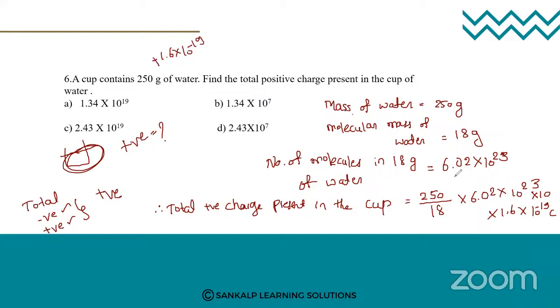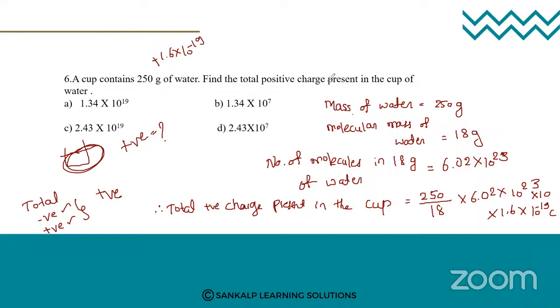So the solution part is clear to everyone. The cup contains 250 gram, the molecular mass of water is 18, into the Avogadro number, because in 18 gram of water we have the Avogadro number of molecules, into 10 into 1.6 into 10 raised to minus 19. Check, and whoever did not understand, please ask.